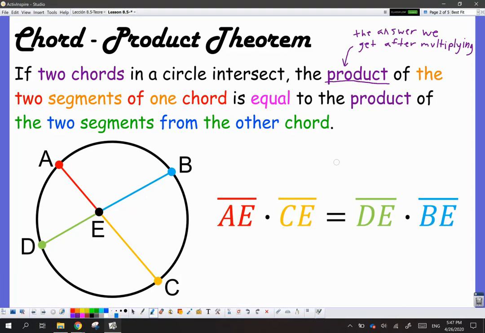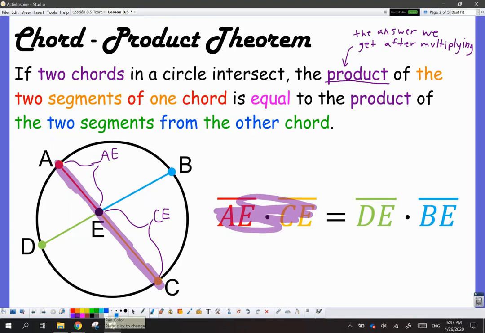So take a look at our example circle here. And I'm going to highlight this chord right here, chord AC. Now you see that chord AC is split up into two pieces, AE and CE. And I can write that down here. And so if we were to multiply those two together, then that would give us the same answer as these two pieces multiplied together. And that is DE, and here is BE.